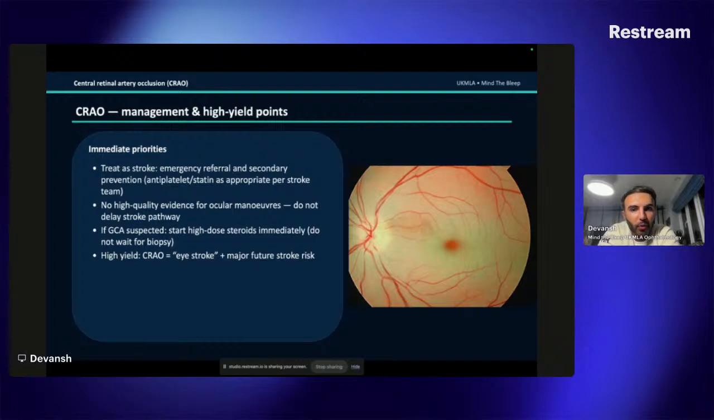There's no real high-quality evidence suggesting that we can do an ocular maneuver that will help to get rid of this emboli or thrombosis. And therefore, we want to just go ahead and treat as we would with an ischemic stroke. If GCA is suspected as a cause, if that patient has the risk factors we've discussed, high-dose steroids would be very useful. And we don't really want to wait around for a temporal biopsy. In that case, we'd want to crack on with our methylprednisolone.